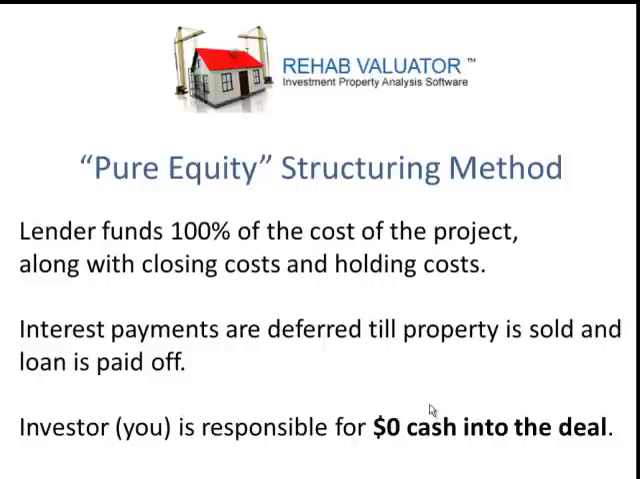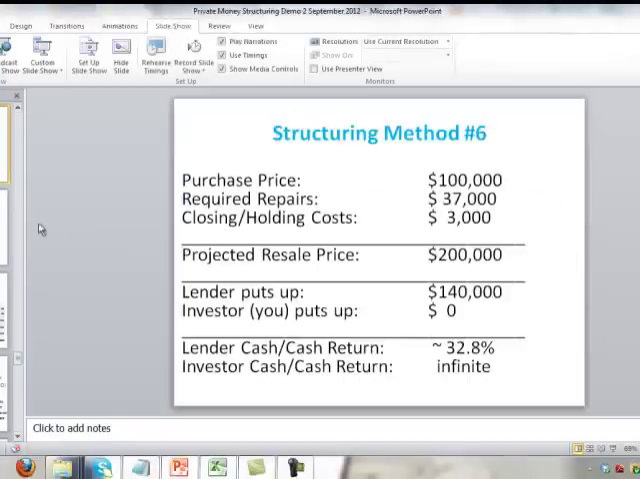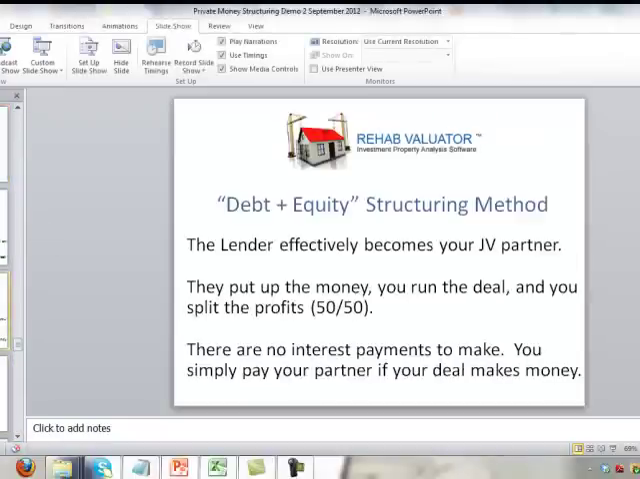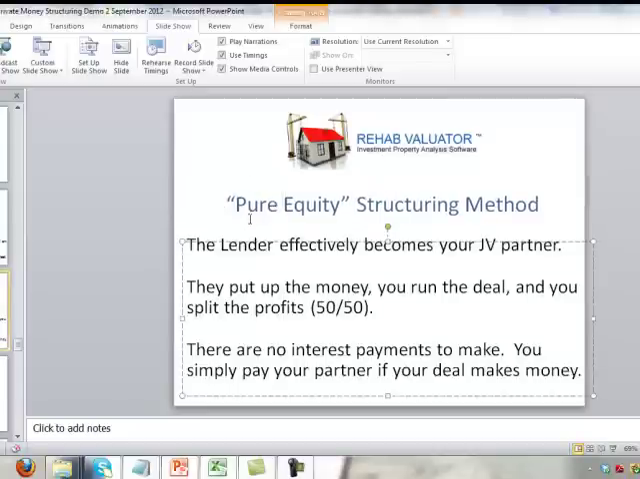So this will be structuring method number 6. And we're going to call it pure equity. Again, lender funds, or he's now basically your JV partner, funds 100% of the cost of the project along with closing costs, holding costs. Interest payments are deferred till the property is sold. You are responsible for zero cash into the deal. This should just say pure equity. Here, let's just edit it on the spot. How about that? In real time. Pure equity. Good. All right.